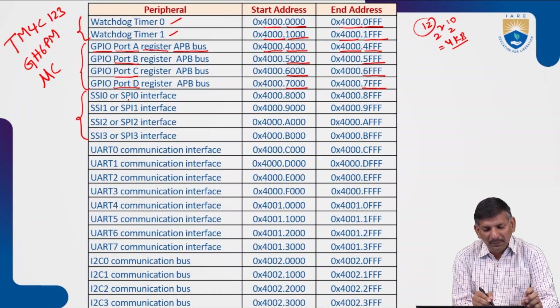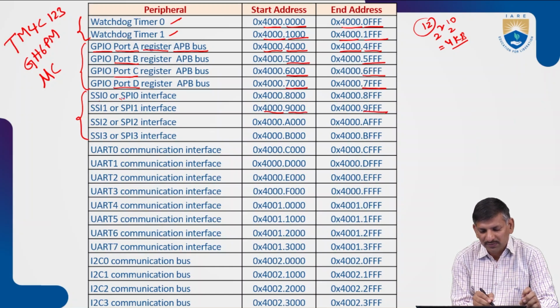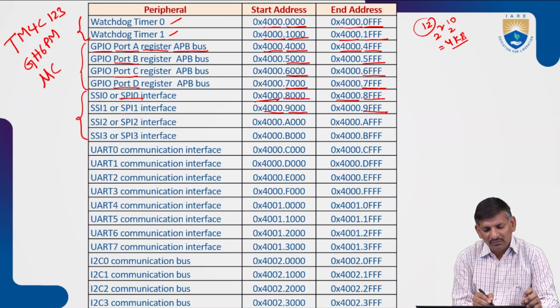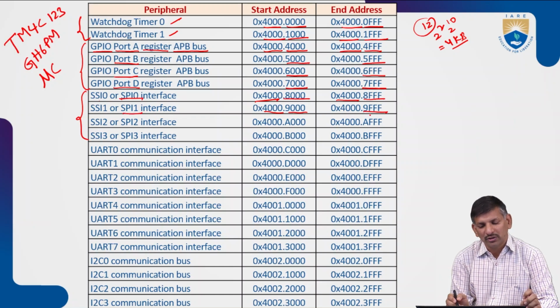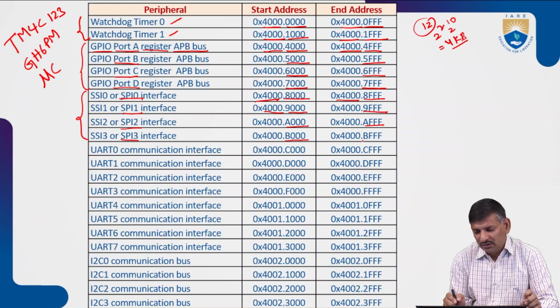Next, this microcontroller contains 4 SPI devices, synchronous serial interface 0, 1, 2, 3, or serial peripheral interface 0, 1, 2, 3. For these peripherals, they are assigning, sorry, for SPI 0, 8000 to 8FFF in the 4000 series. SPI 1, 9000 to 9FFF. SPI 2, next A000 to AFFF. SPI 3, address range is B000 to BFFF.